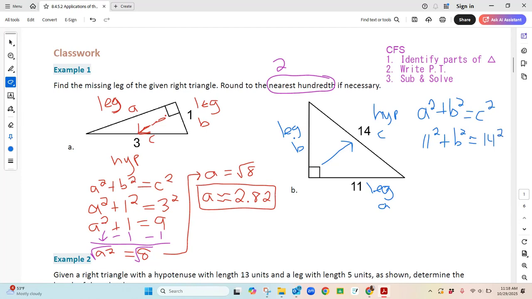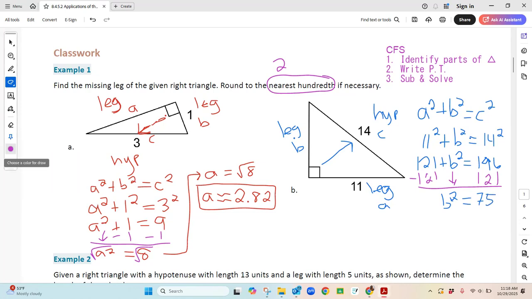11 squared is 121. 14 squared is 196. We're going to start to memorize some of these perfect squares if you haven't already. Now I'm going to solve for B squared first, minus 121 on both sides because I want B squared by itself. That comes down. And we get that B squared equals 75.